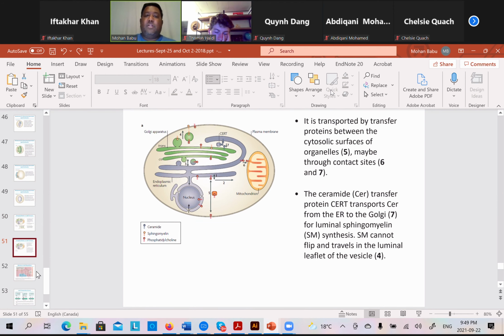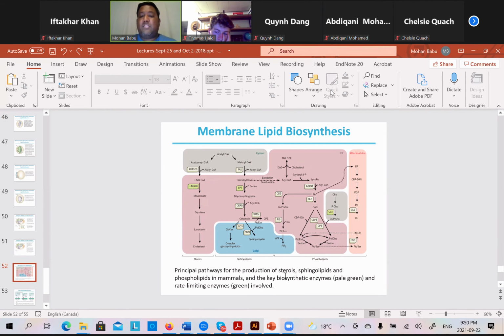So now here, if you look at this, these are the principal pathways for the production of sphingolipids, sterols, and phospholipids. You can see here, these are sterols. These blue ones are sphingolipids, and these ones are all in the mitochondria. But now these all are phospholipids. You can see it starts from the cytosol, that's acetyl-CoA. All the pathways get inside.